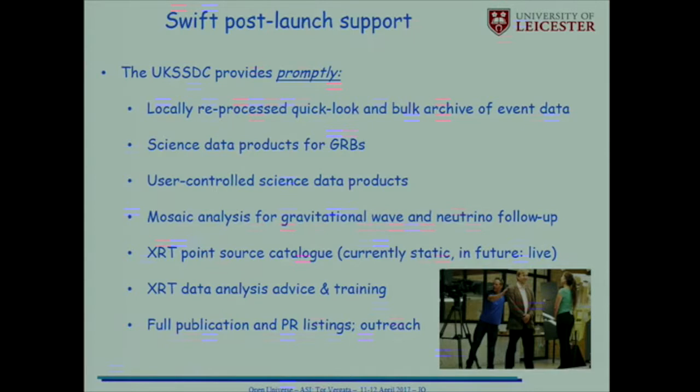And so the data center at Leicester produces science data products for the gamma ray bursts. These things fade extraordinarily quickly, and so their scientific value is all about what you can learn immediately, so that you know which ones are interesting for follow-up, for example with the VLT or other large facilities.